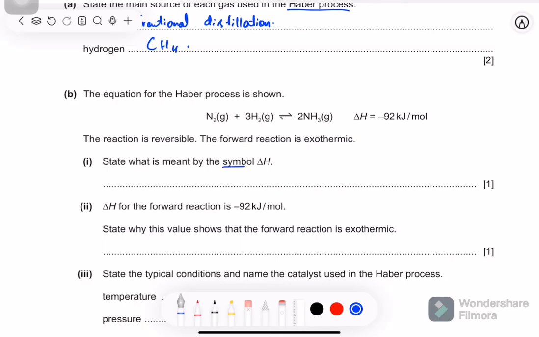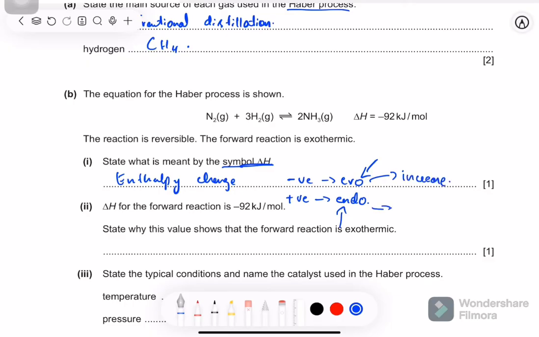State what is meant by the symbol ΔH. This is the enthalpy change, the energy change in the reaction. When it is negative, it is exothermic. When it is positive, it is an endothermic reaction, meaning it absorbs more energy than it releases. And exo means it releases more energy than it is absorbing, and the surrounding temperature of the reaction mixture will increase in this case as it releases heat, and in the endothermic case the surrounding temperature will decrease.